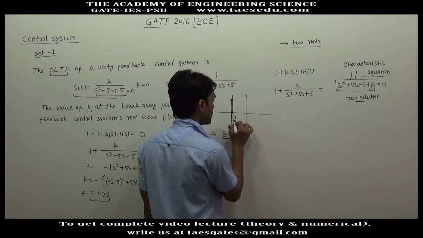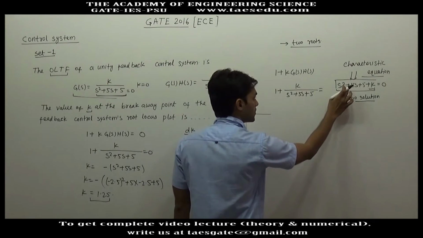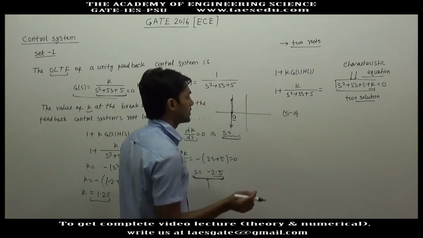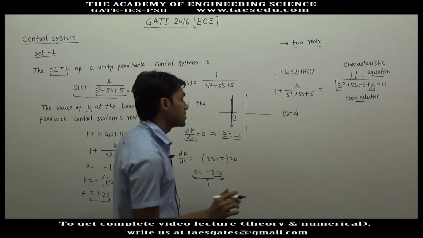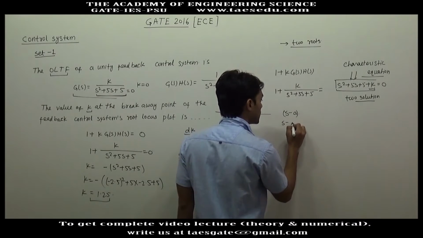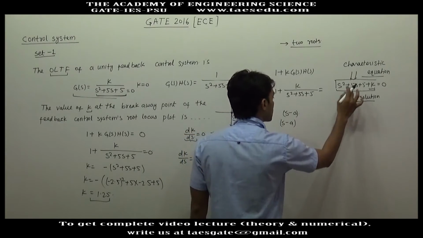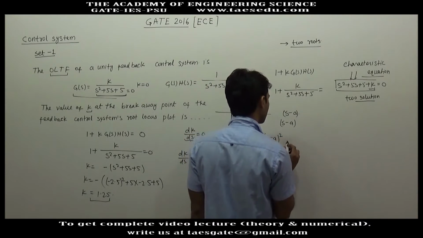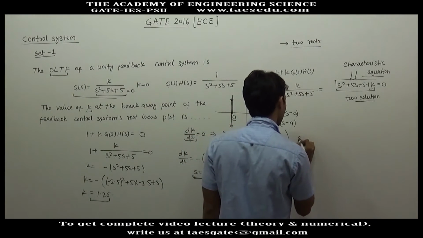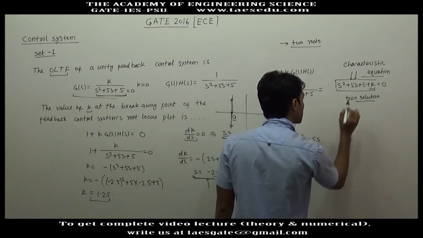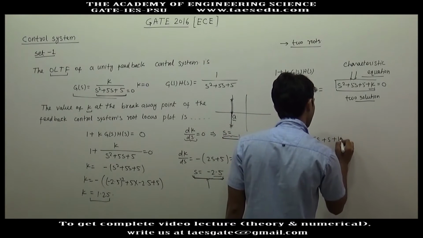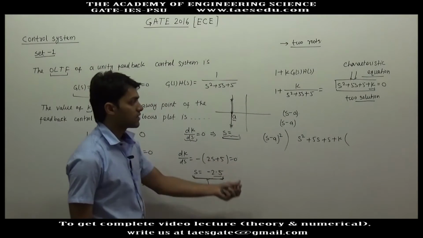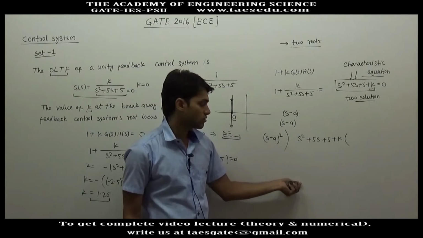So if A is a solution, this equation will be divisible by s minus A, and the other solution is again A, so this must be divisible by s minus A again. So this equation will be divisible by (s minus A) whole square. So we will divide it and the remainder must be 0.